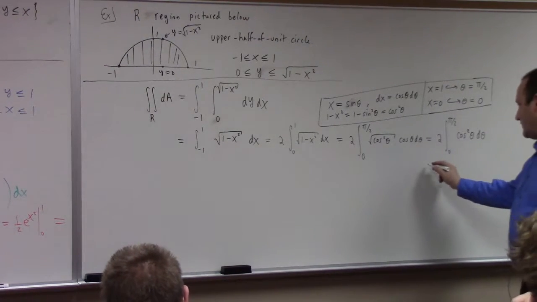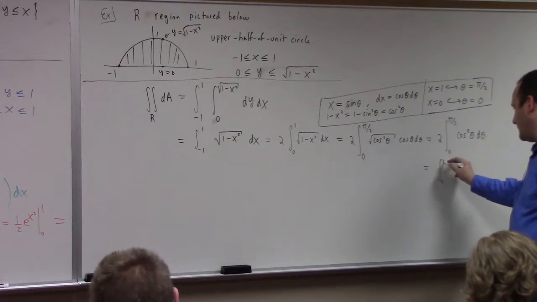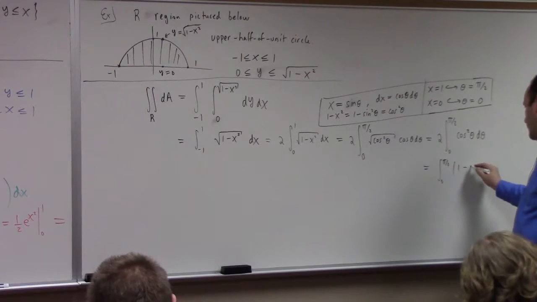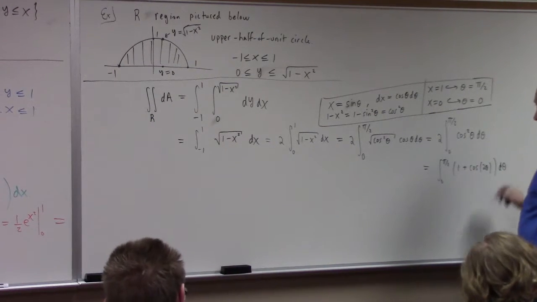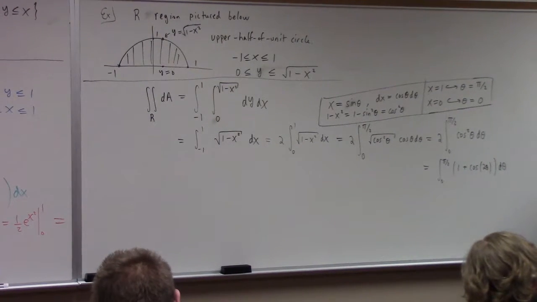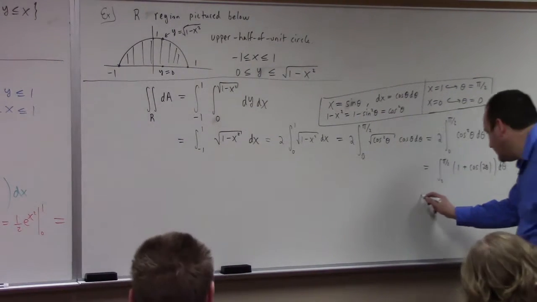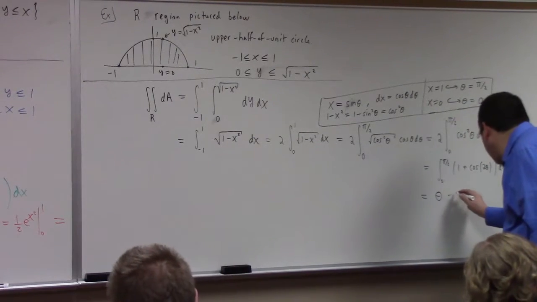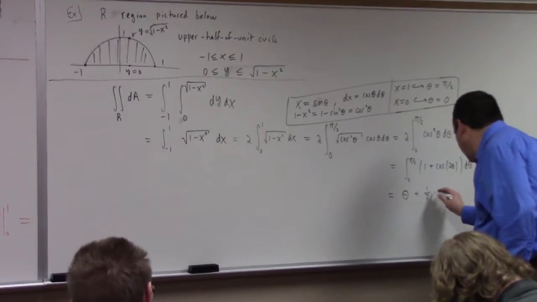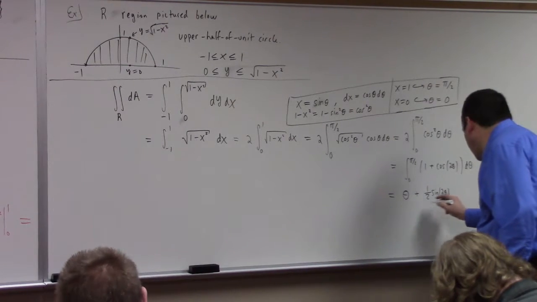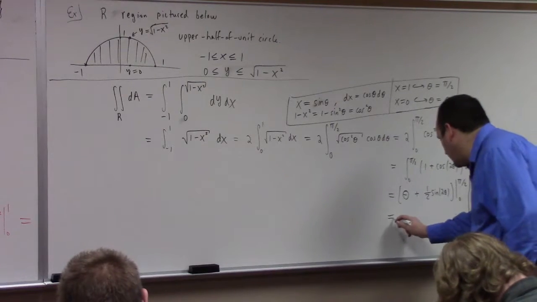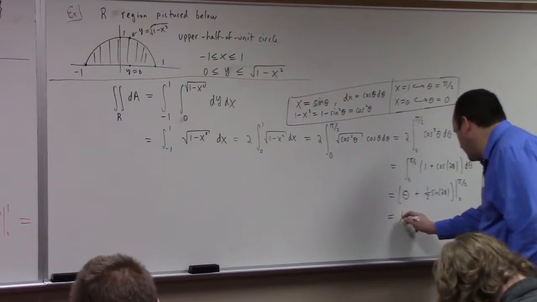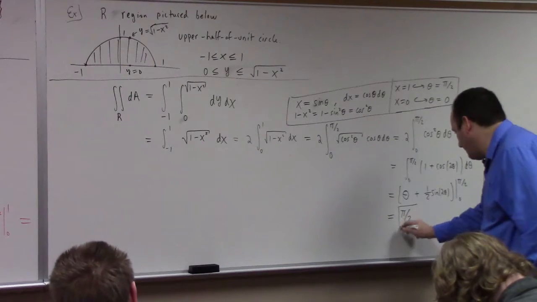So by the usual trigonometry, this is the integral from 0 to pi over 2, 1 plus the cosine of 2 theta d theta. What happened to the 2? The trigonometry ate it, right? And then we integrate, and we get theta plus 1/2 the sine of 2 theta, evaluated from 0 to pi over 2. And of course, that gives us, not surprisingly, pi over 2, right?